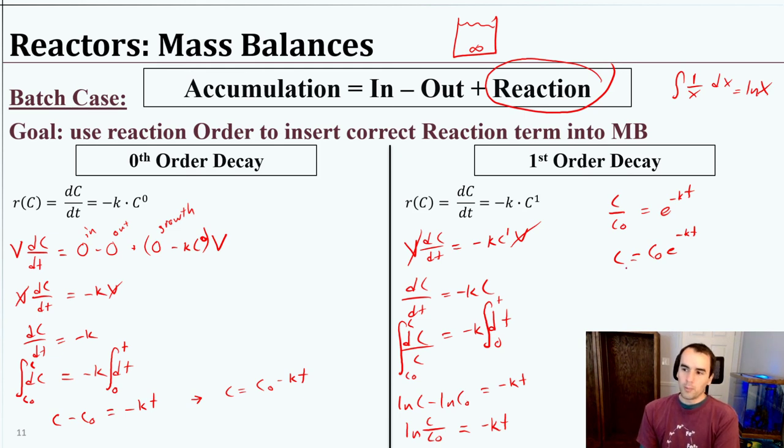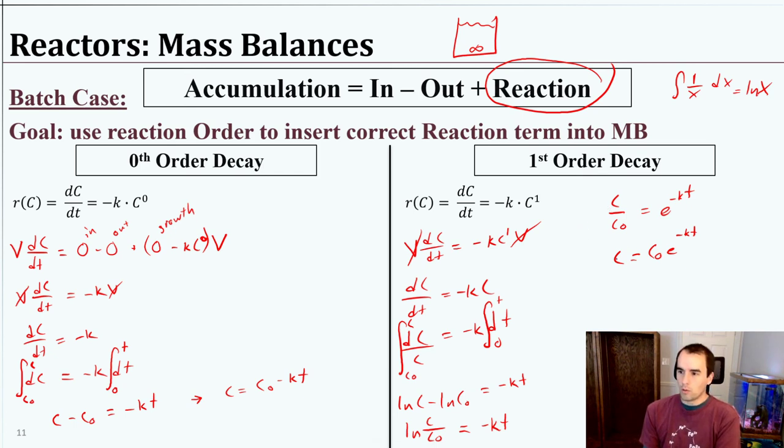So for some problems you're going to want to keep it in the C over C naught form to say, okay, what fraction is remaining? Sometimes you might want how much was removed, and then it would be 1 minus C over C naught as a fraction. Maybe you have 1% remaining, so 1 in every 100 you started with is the fraction that remains. That means you removed 99 out of 100. And as a fraction, that's 0.01 remaining, or 0.99 removed. So keep that in mind.